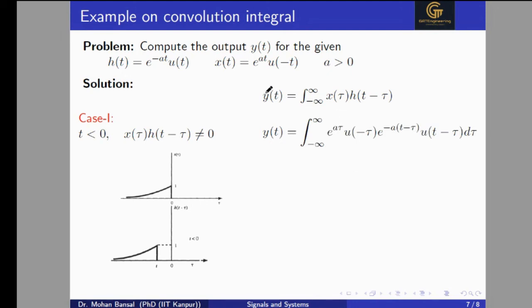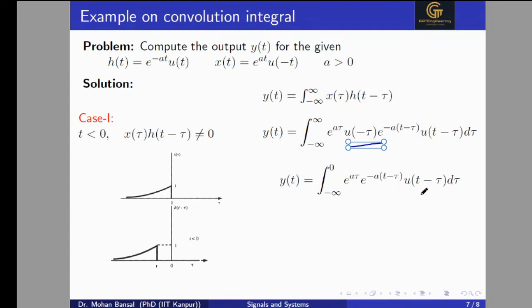First we'll write x(tau). x(tau) is e to the power a tau u(minus tau). h(t minus tau) will be e to the power minus a (t minus tau) u(t minus tau) d tau. First we replace u(minus tau). u(minus tau) is defined from minus infinity to 0. Its value is 1. So the integration limit is minus infinity to 0, e to the power a tau, e to the power minus a (t minus tau) u(t minus tau) d tau.